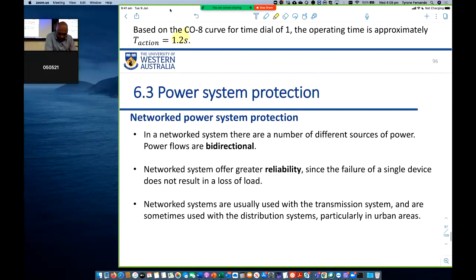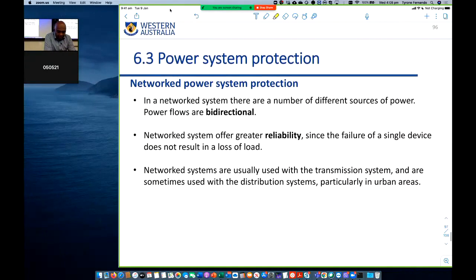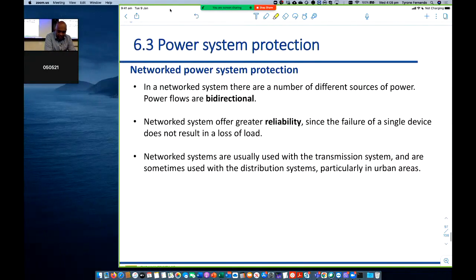In a network system, there are a number of different sources of power. Power flows are bidirectional. Now we are talking not a radial system, a mesh system. So power flows are bidirectional. Network systems offer greater reliability since the failure of a single device does not result in loss of load, because a load can be connected in many different ways.